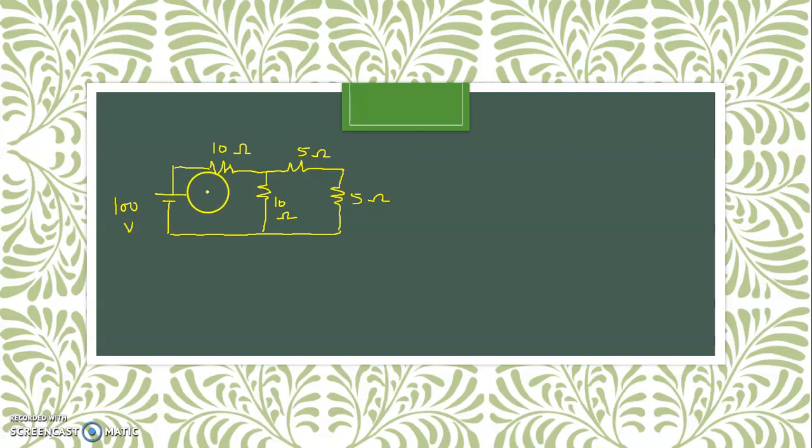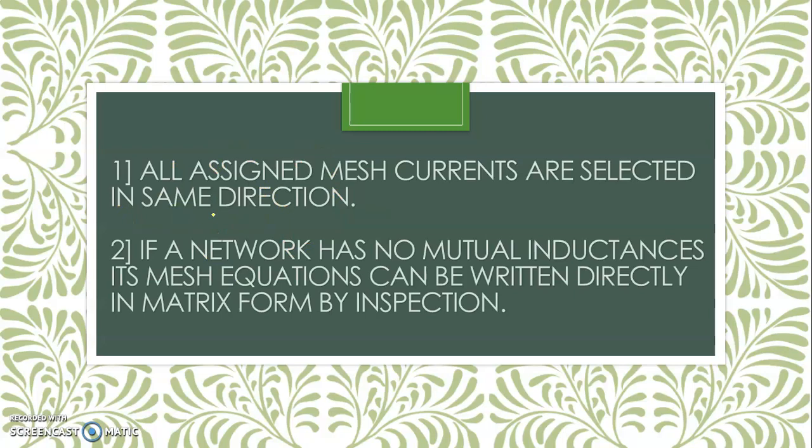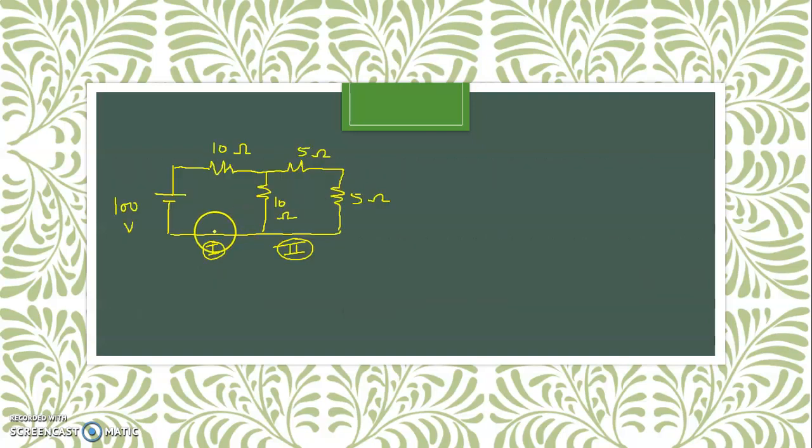Now from the given circuit, we can directly say there are two loops present. Say this is loop number 1 and loop number 2. As we said in the previous slide, all assigned mesh currents are selected in the same direction. So here also, where we have two meshes or loops present, the direction of the loop currents I am considering is the same. So let us say this is clockwise. First current is I1, another current is I2.